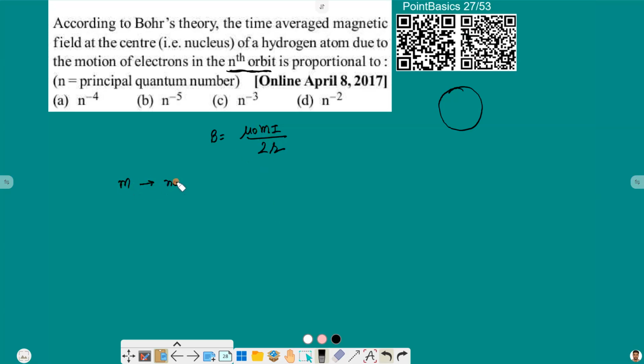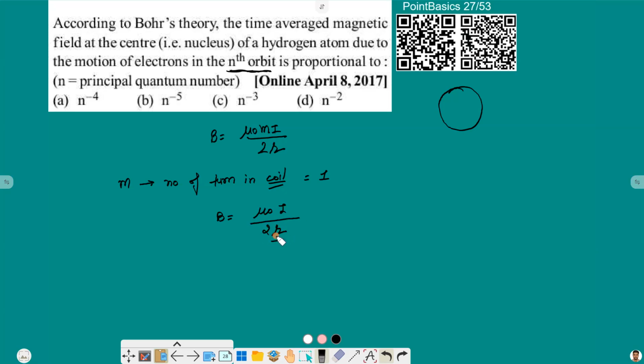M is the number of turns in the coil. Now in case of an electronic orbit, there is only one orbit, so M is going to be 1. So the magnetic field will be mu node I by twice the r.